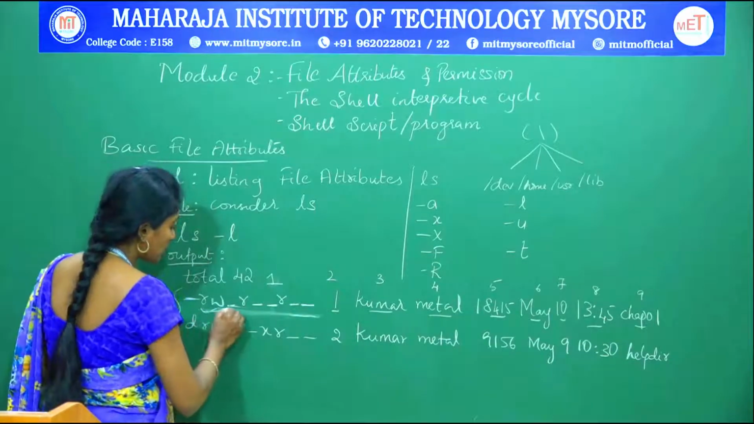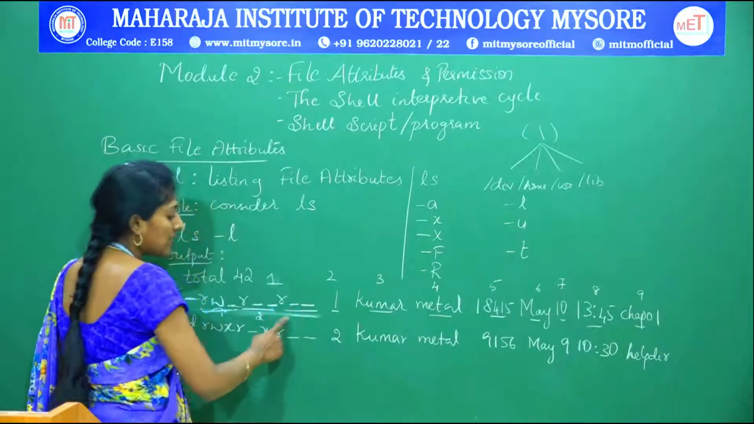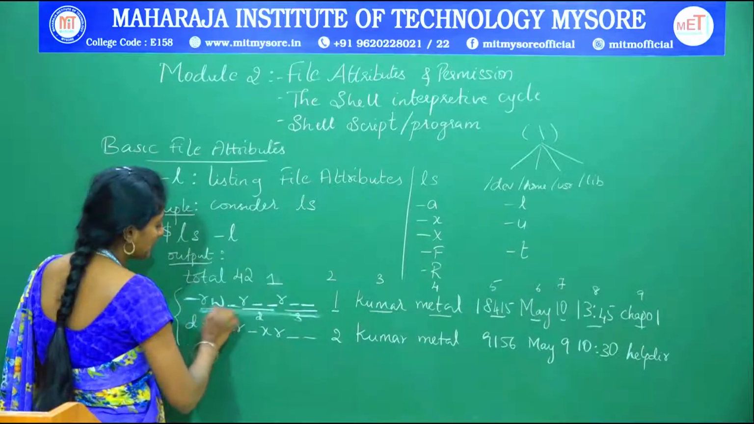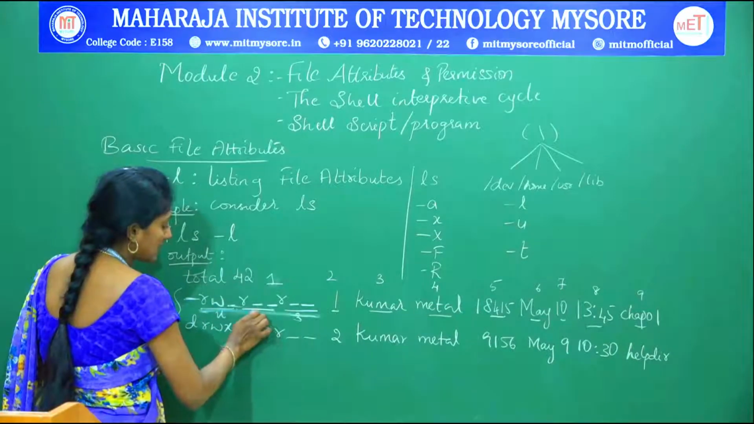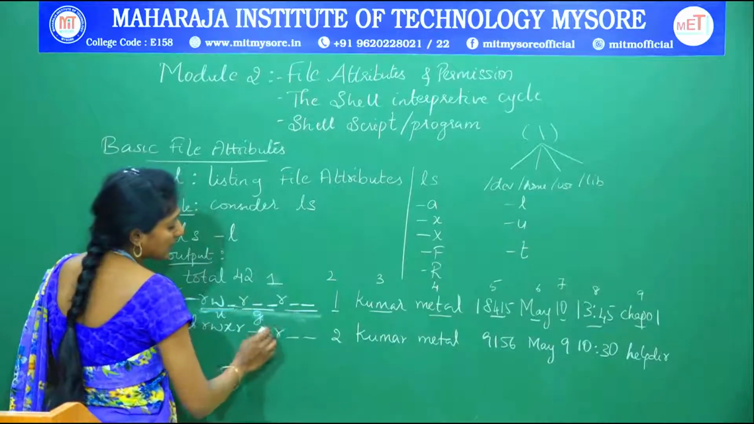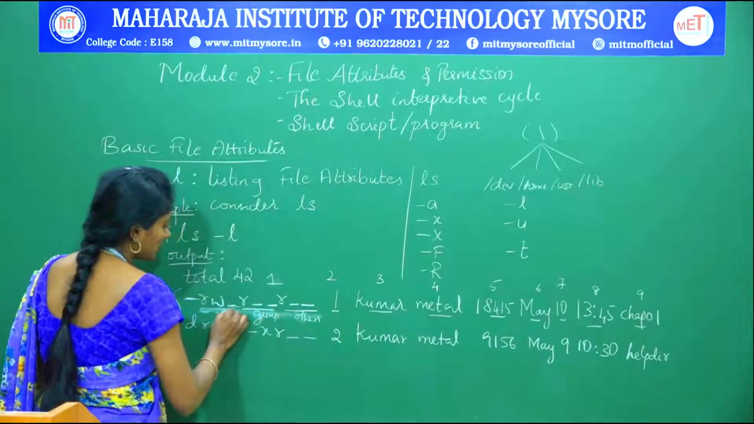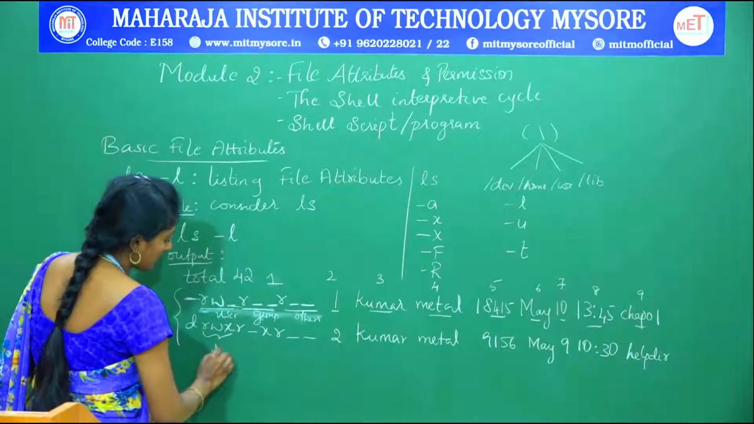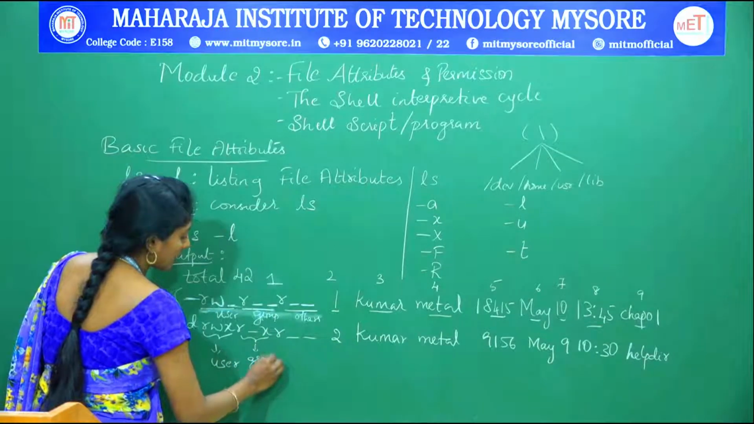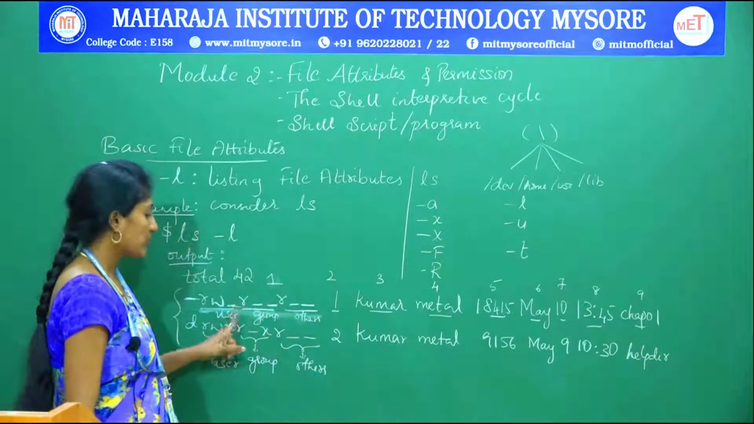Likewise, these 3 characters belong to the first category of file permission, the next 3 to the second category, and the last 3 to the third category. The first category is the user, the second category is the group, and the last category is others. So this is for user, these 3 characters are for group, and these 3 characters are for others. That is UGO: user, group and others.